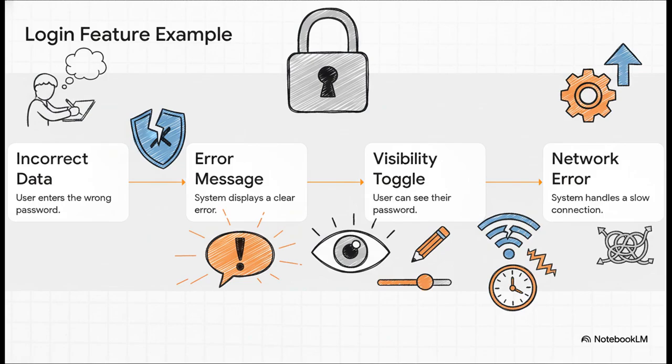First, what happens if the user types in the wrong password? The requirement has to say, the system will respond with a clear error message. What about usability? Can the user toggle the password to see what they're typing? That's a behavior you have to define. And what if the network is slow? You have to plan for that too. Defining this whole chain of events from the user's point of view is what makes these requirements so incredibly powerful.